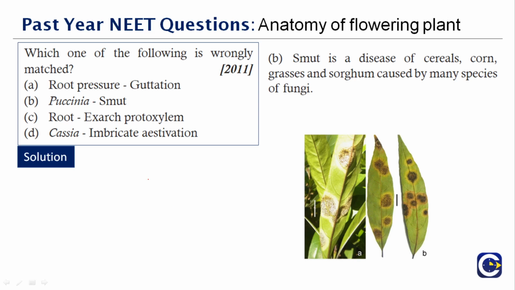Smut is a disease of cereals, corn, grasses and sorghum caused by many species of the fungi. So I've given you how a smut actually looks. This is how it will look. The one which is wrongly matched here is option B, Puccinia, because it doesn't form smut, instead it forms rust. Okay, therefore the correct answer is option B.